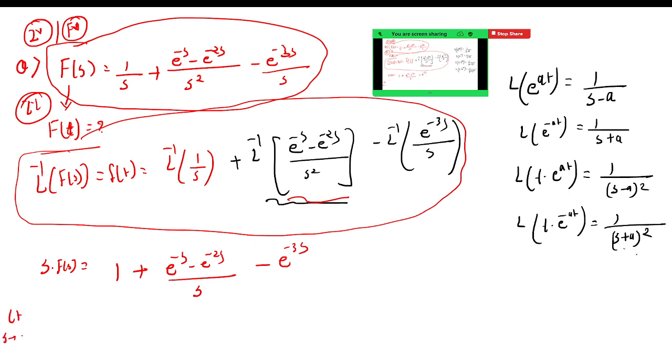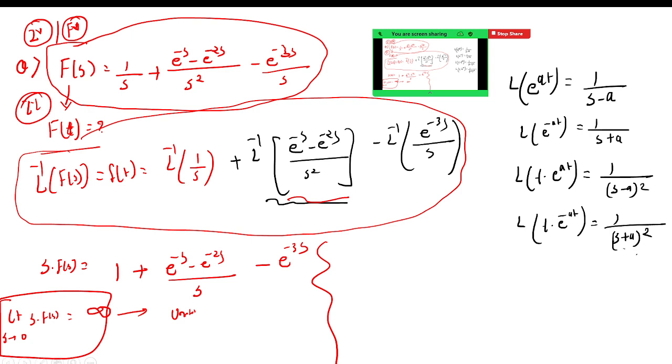So I'll be substituting limit s tending to 0 of s into F(s). If I substitute s equal to 0, what will happen? 1 upon s will make this particular thing infinite. So the final value is infinite. So this is an unstable system, right? This is your unstable system. So I'll be applying here the final value and initial value theorem. Anyone has any doubt? Okay.